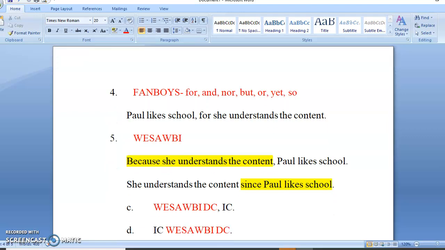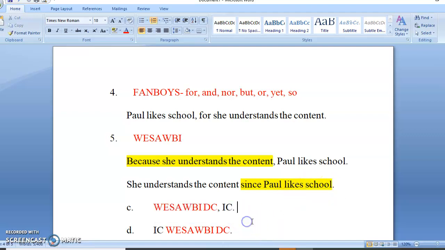So we have because she understands the content, that's our dependent clause, and we've identified our subordinate conjunction, comma, Paul likes school. Or we can have the independent clause first and the dependent clause can follow. She understands the content, that's the independent clause, since Paul likes school, and that's our dependent clause.